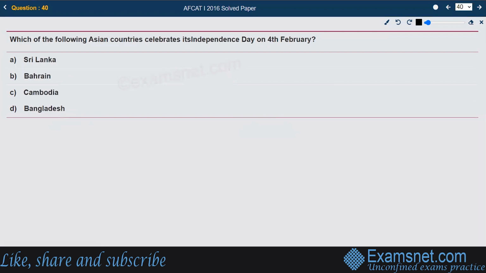Next, which of the following Asian countries celebrates its independence on 4th February? And the right answer is simply Sri Lanka. Sri Lanka is the one whose Independence Day is celebrated on 4th of Feb every year. That is the right answer.